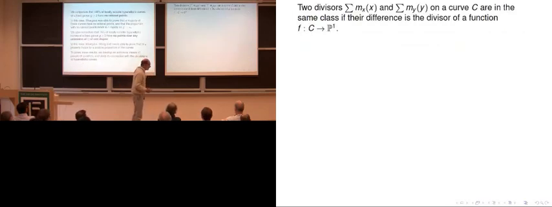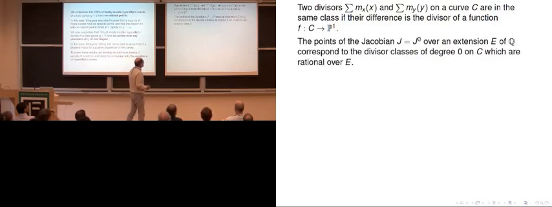Okay. So let's do the Jacobian first. So we say two divisors, which are formal sums of points on a curve, are in the same class, and this is for a general curve, if their difference is the divisor of a function. The divisors of functions were first systematically studied by Abel and then Jacobi. And the points of the Jacobian over an extension of the rationals correspond to divisor classes, that is, divisors modulo this equivalence relation, which are rational over E, which means that if you conjugate the class, you get something in the same class.